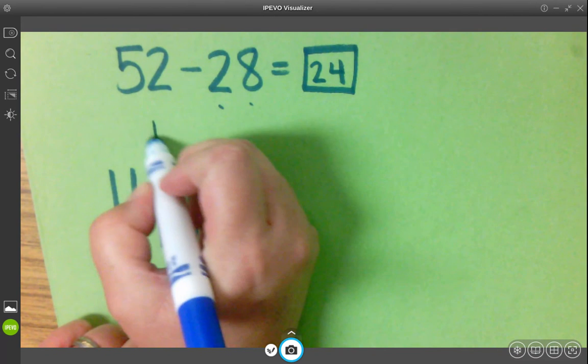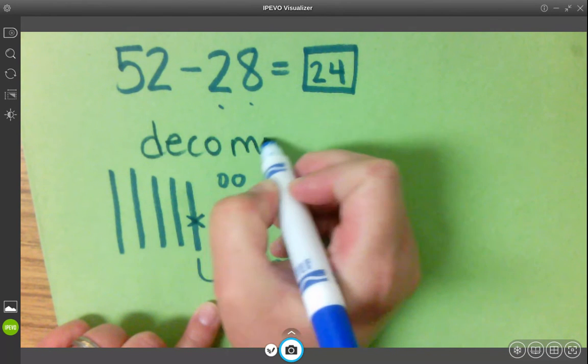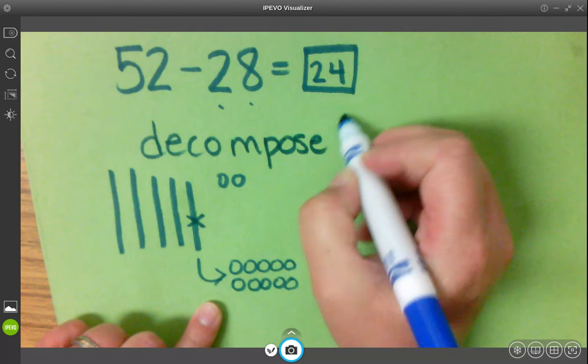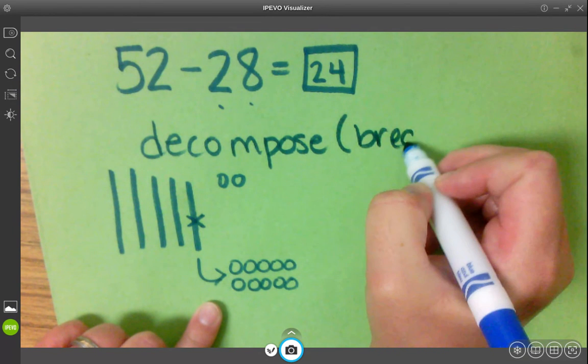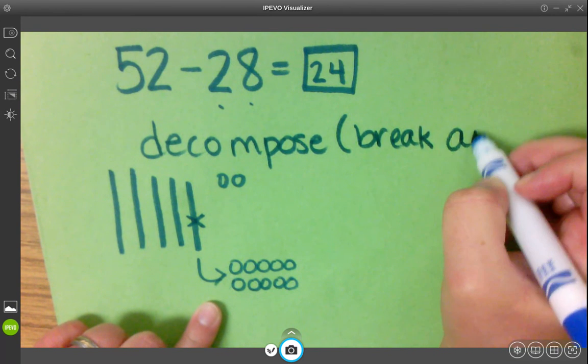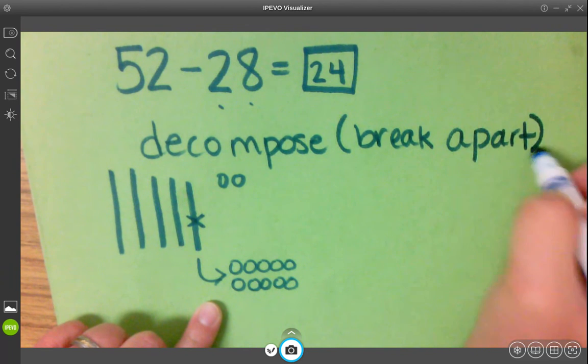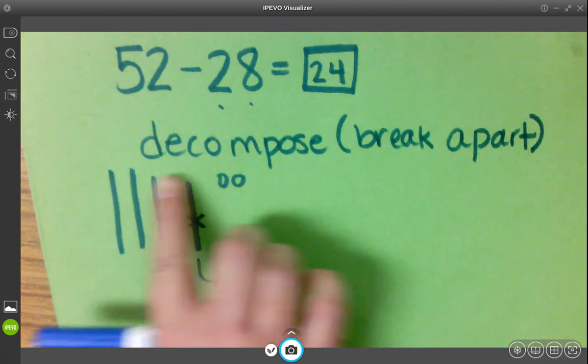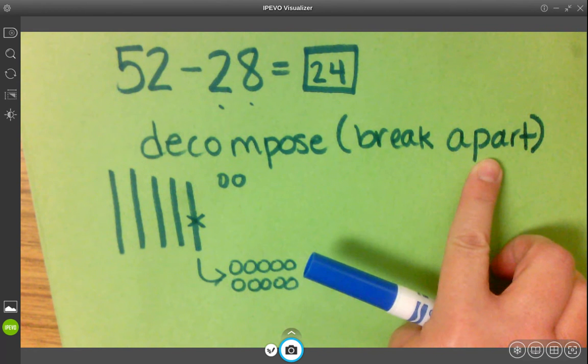So you heard me use the word decompose or unbundle. Decompose means break apart. We even talk about that in nature, so they can make the connection. Things that have died, they rot, they decompose, they are breaking apart.